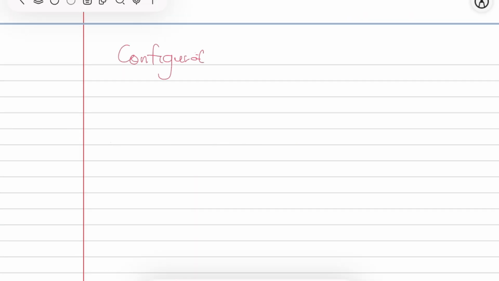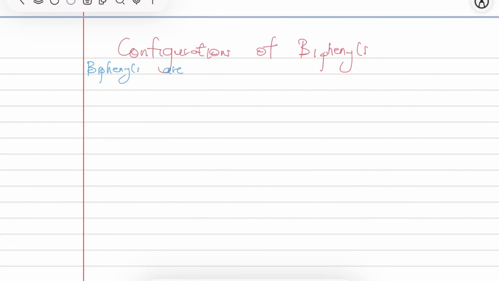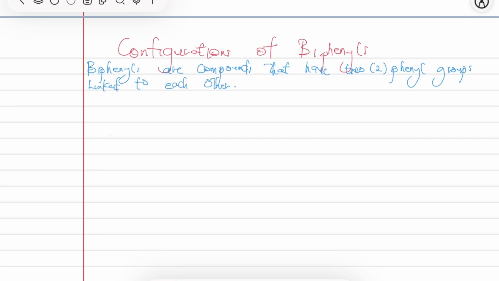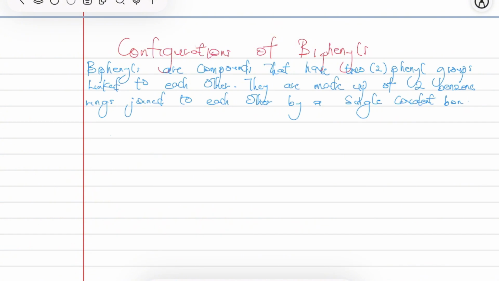Hello everyone. Today we'll be discussing the configurations of biphenyls. By definition, biphenyls are compounds that have two phenyl groups linked to each other. In other words, they are made up of two benzene rings joined to each other by a single covalent bond.